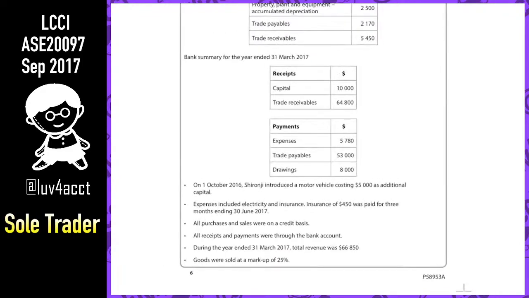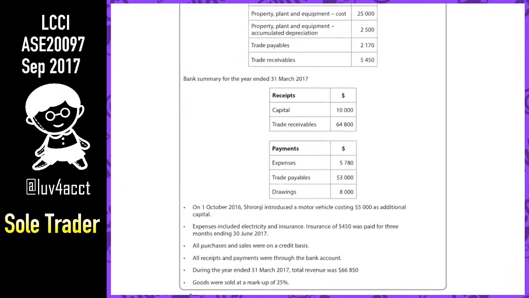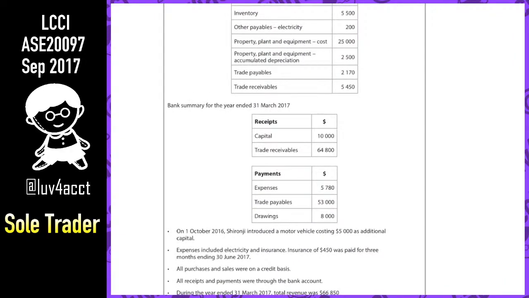On 1st of October, Suronji introduced a motor vehicle costing 5,000 as additional capital. So in total, 15,000 for additional capital. And then motor vehicle, let me add it on top. So this is new. And then expenses included electricity and insurance. Insurance was paid for 3 months ending 30th June year 2017. 3 months, April, May, June. So the whole amount is a prepayment.